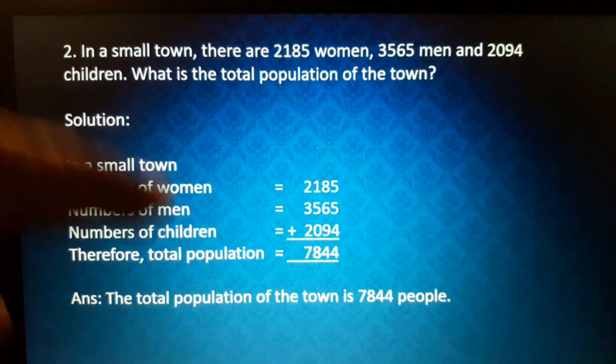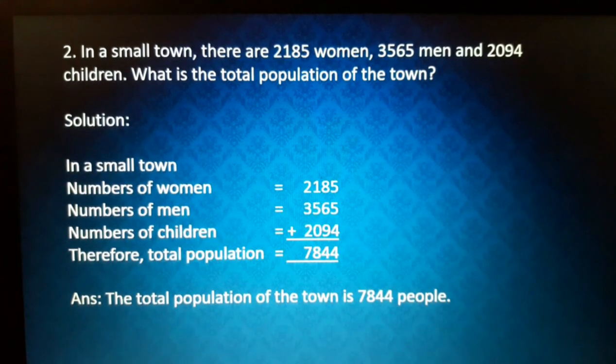So the total population in that small town is 7844. Therefore the total population of the town is 7844 people. This is the way you should write.